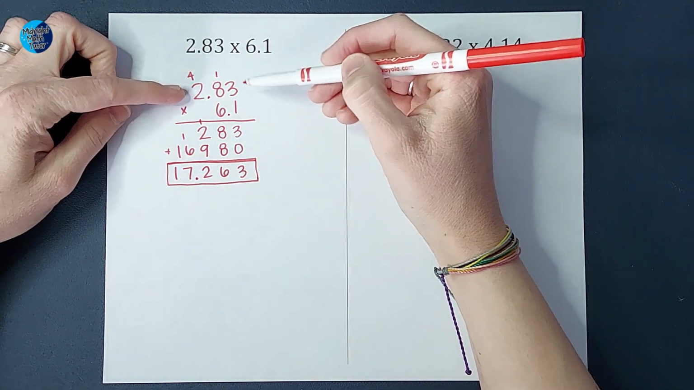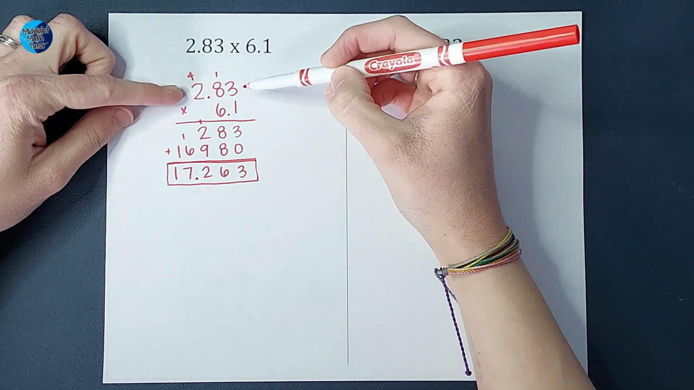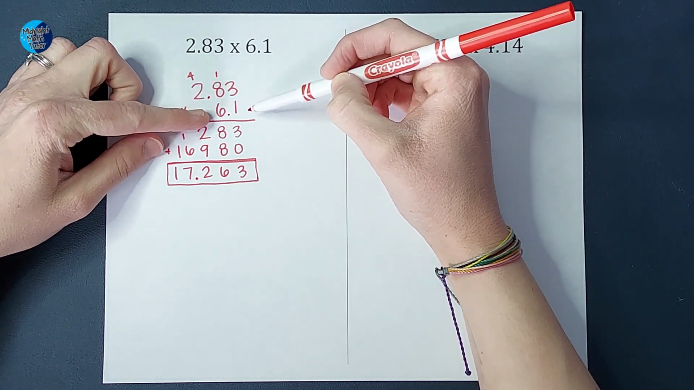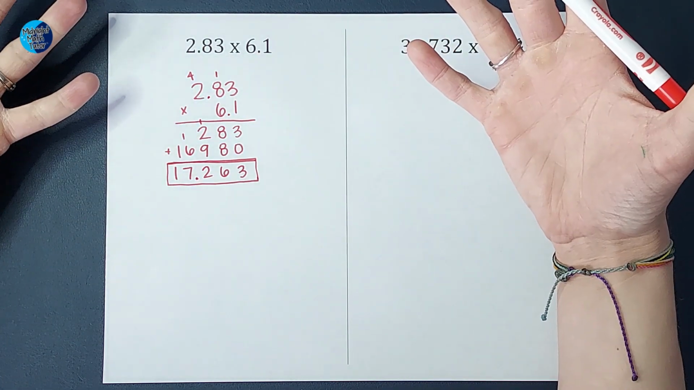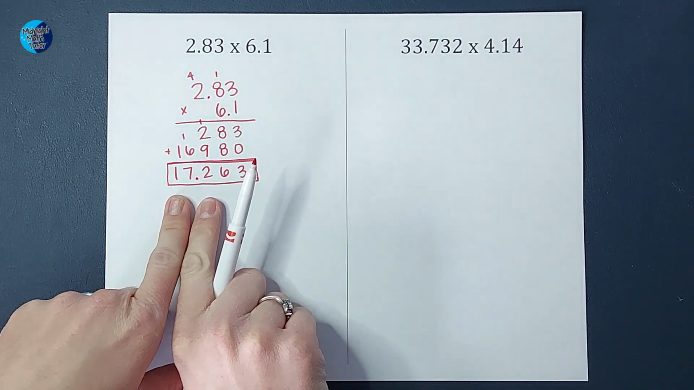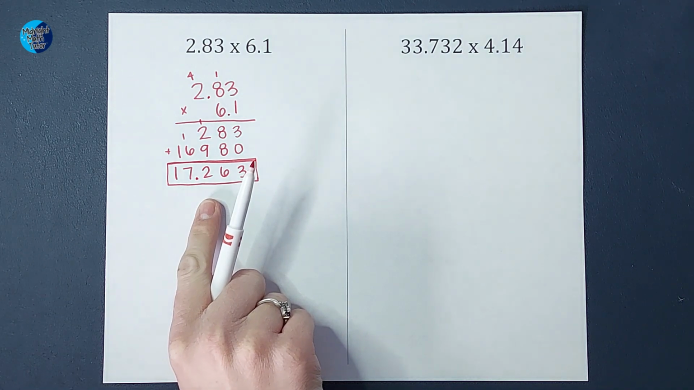And if we think about that, that really makes sense. We have a number that's almost 3, right? 2.83 is pretty close to 3. And a number that's pretty darn close to 6. So 3 times 6 would give me 18, which is pretty close to this. So I'm feeling very confident, okay?